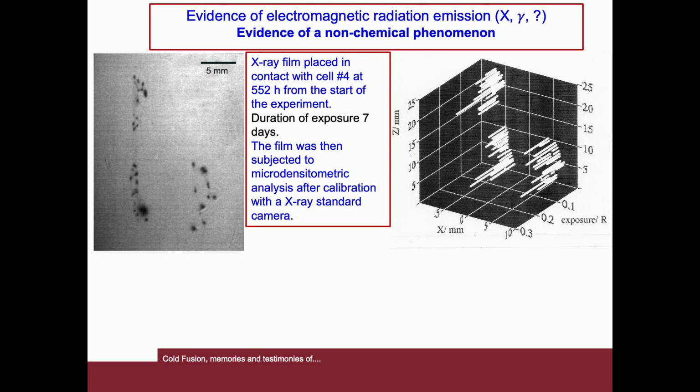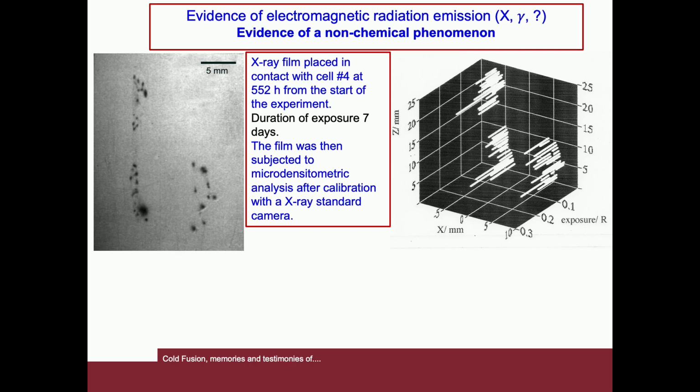Evidence of electromagnetic radiation emission. This is a strong evidence of a chemical phenomenon. This is the X-ray film that was placed in contact with the cell 4 after 552 hours from the beginning of the experiment. The duration of exposition was 7 days.